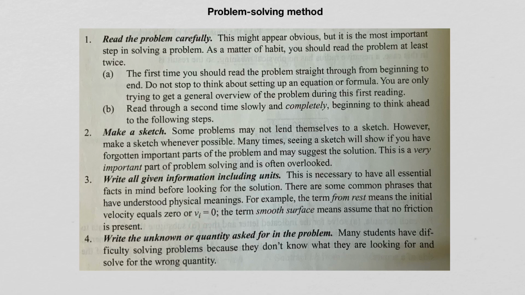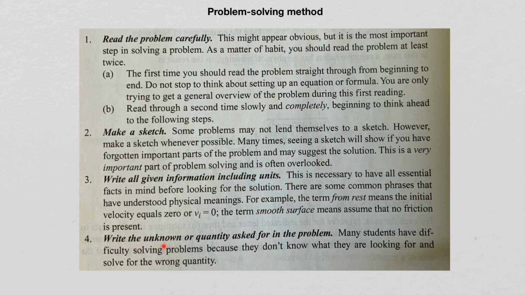The term smooth surface means there is no friction. You can assume that. The term it moved until it stopped or to rest means that the final velocity of motion is 0. The term uniform or constant velocity means that there is no acceleration, and so on and so forth.